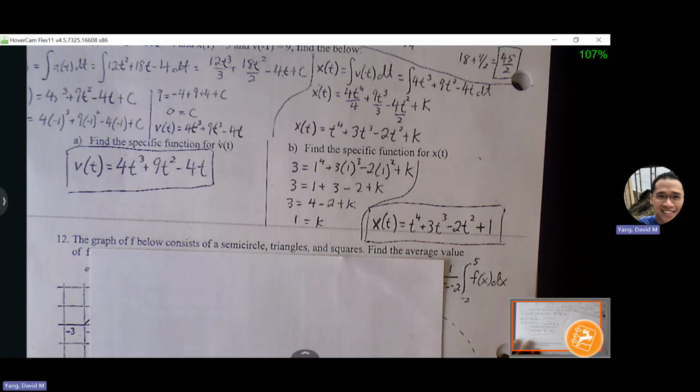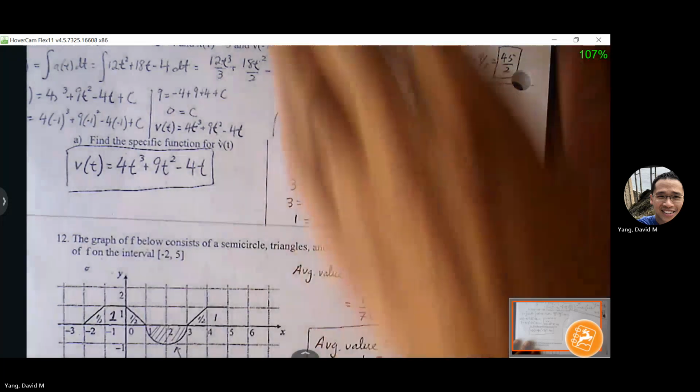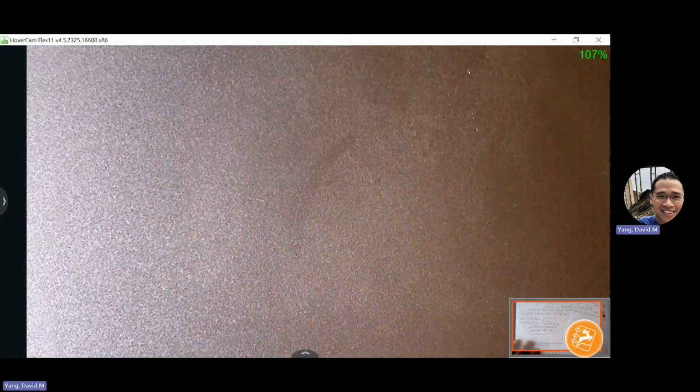Then the order pair can be inserted in. We can solve for our constant. My C2, or my K, is 1, and then I can update my equation. Okay, let's look at number 12.